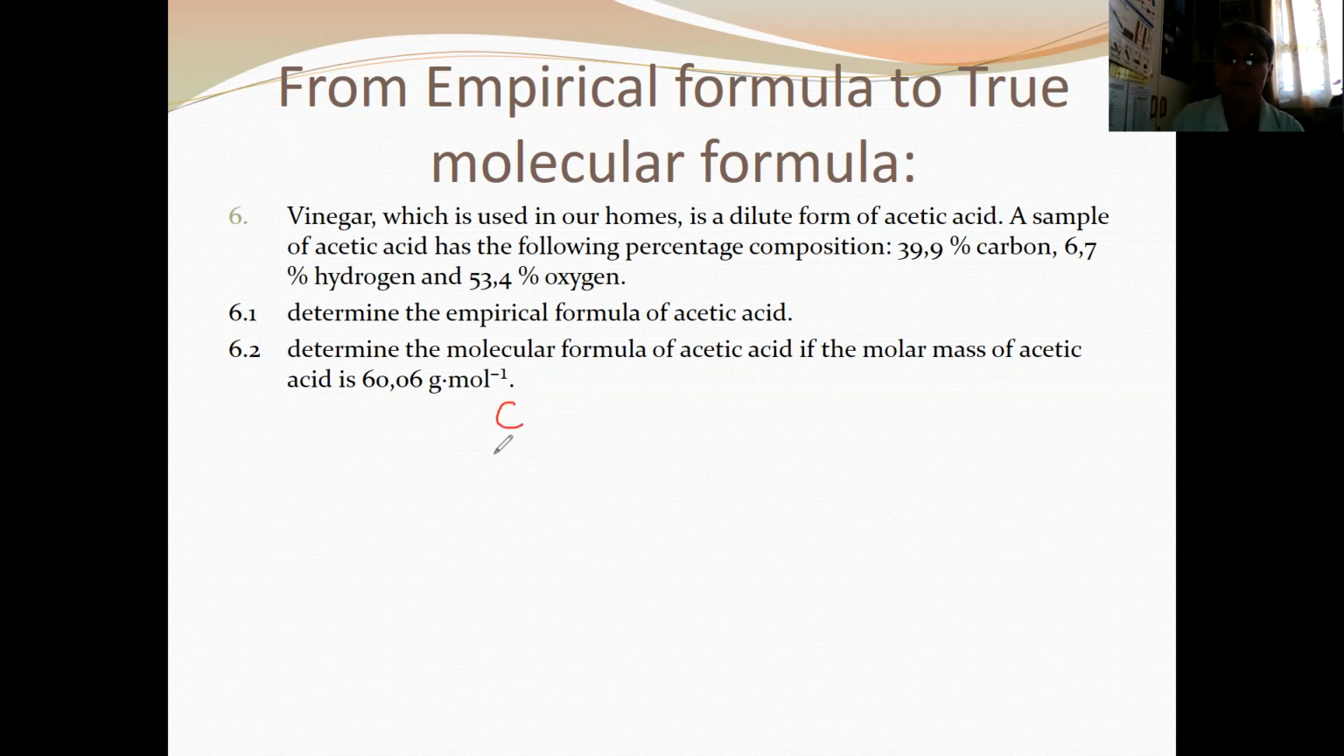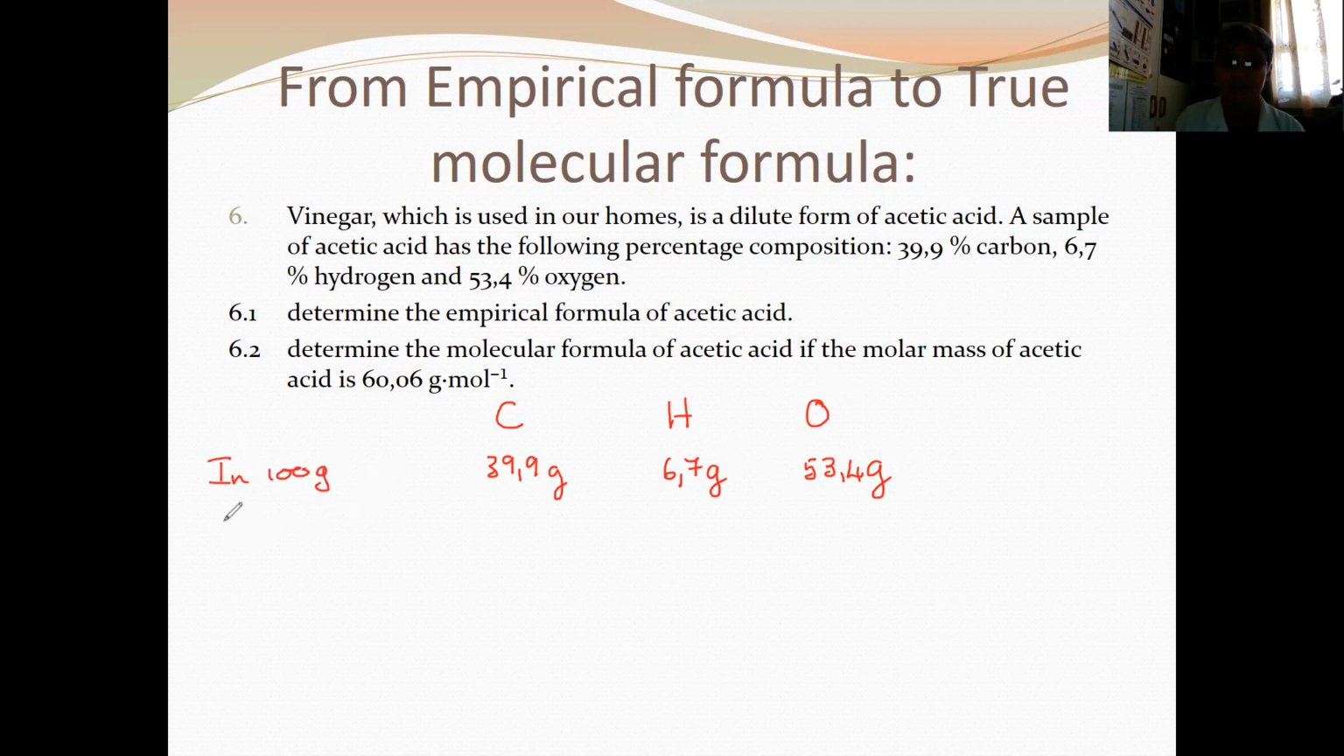Carbon, you have 39.9%, which we turn into mass. Hydrogen, we have 6.7% by mass, so we turn it into grams. And oxygen is 53.4%, and we turn that into mass.